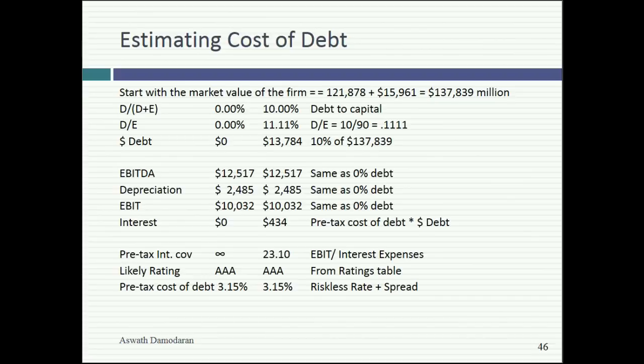Then I go to the EBITDA, the DA, and the EBIT. Notice they stay exactly the same as if I had no debt. You say, how can that be? How can you be borrowing $13.78 billion and nothing's happening to your operating income? Because usually when you borrow money, you take projects with it. You know what I have to do when I'm looking at capital structure? I have to do what's called a recapitalization.